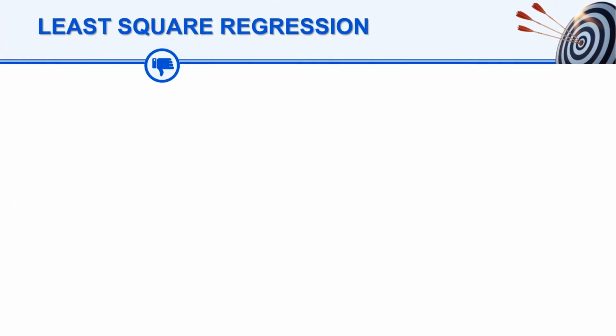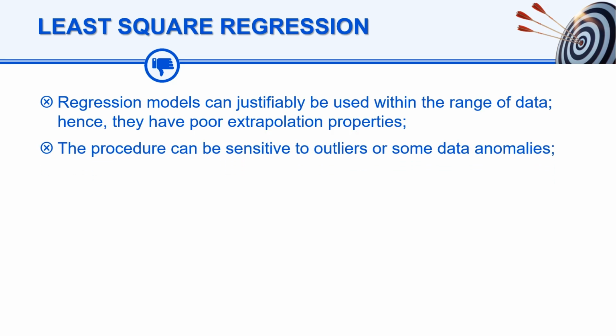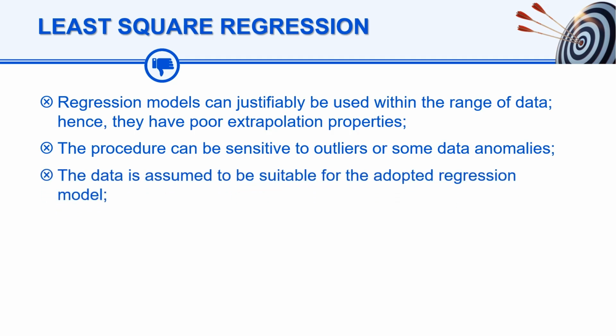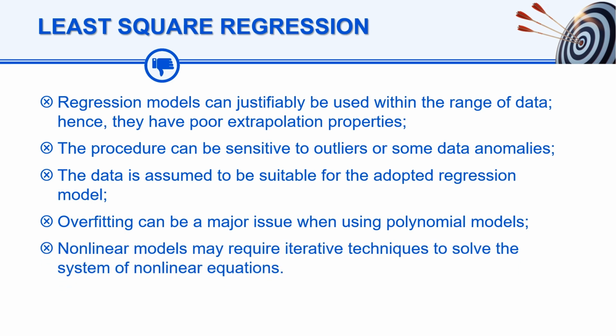The disadvantages of least squares regression are: regression models can justifiably be used within the range of data. Hence, they have poor extrapolation properties. The procedure can be sensitive to outliers or some data anomalies. The data is assumed to be suitable for the adopted regression model. Overfitting can be a major issue when using polynomial models. Nonlinear models may require iterative techniques to solve the system of nonlinear equations.